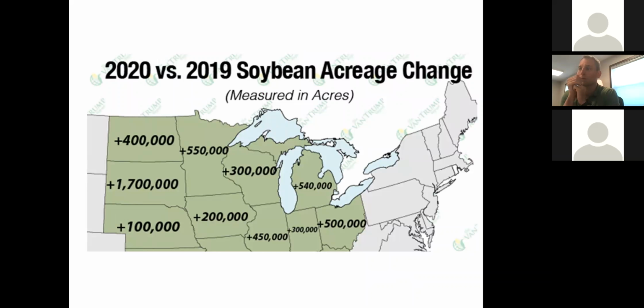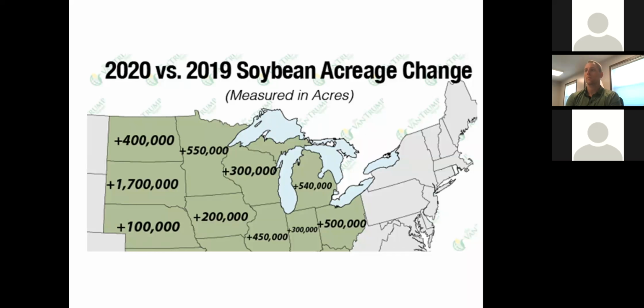I wanted to cover acres coming up here. So this is the PNW draw area again. This is 2020 versus 2019 soybean acreage. As you can see, North Dakota is 400,000 acres higher. South Dakota is 1.7 million. That's a little bit skewed, obviously. South Dakota had a rough year a year ago with a lot of unplanted acres. Minnesota, 550,000 acres higher.